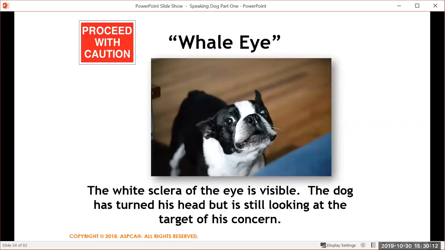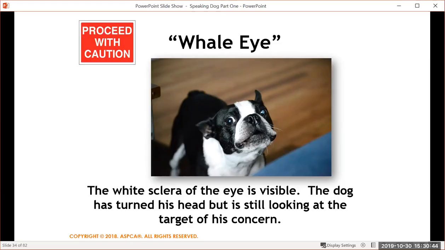You've probably heard the term whale eye as well. In the context of whale eye, what's happening is the sclera of the eye is becoming visible. So the dog has turned his head away, but he's still looking at the target of whatever it is he's concerned about. In this case, the dog is not turning his head towards what he's looking at, but he's turning his eyes towards what he's looking at. And typically that's an indication of tenseness or discomfort.